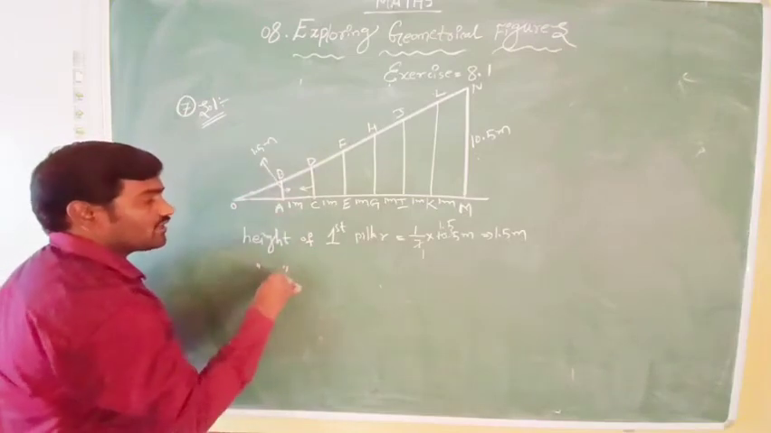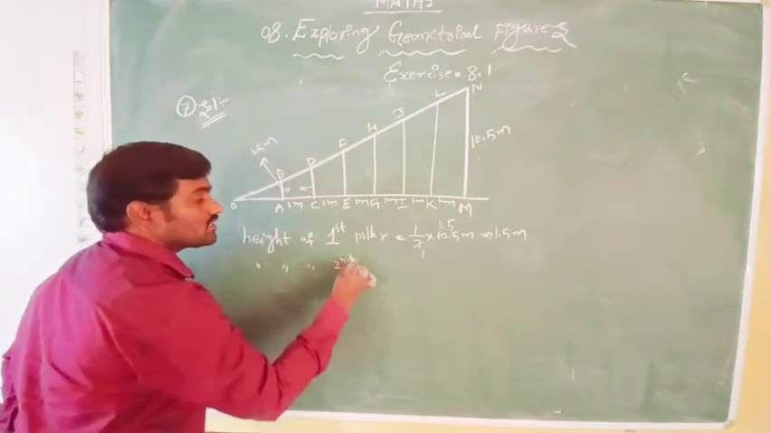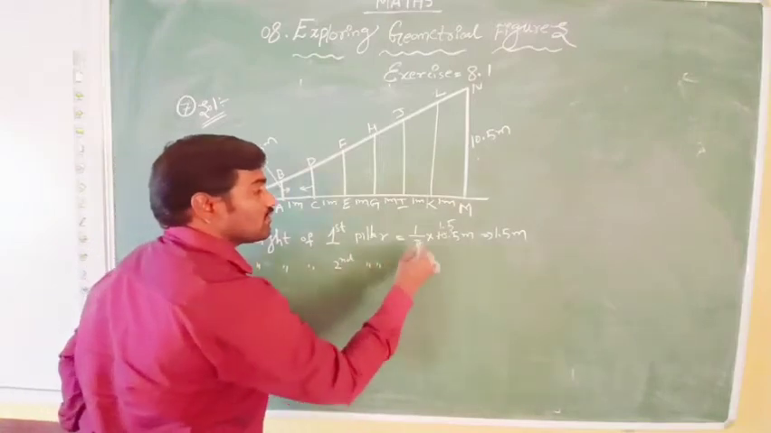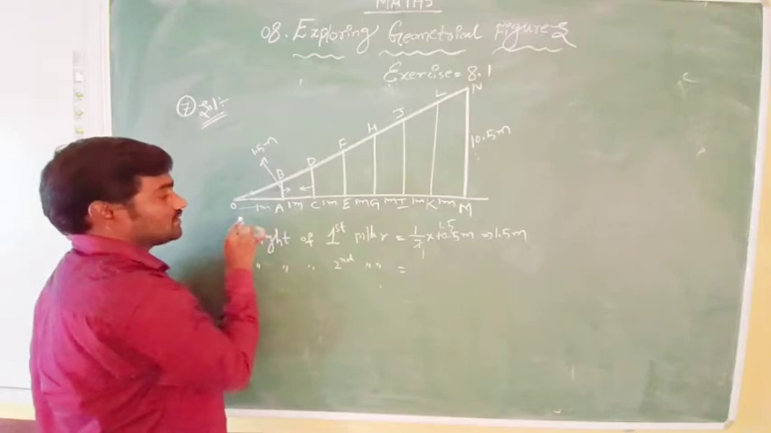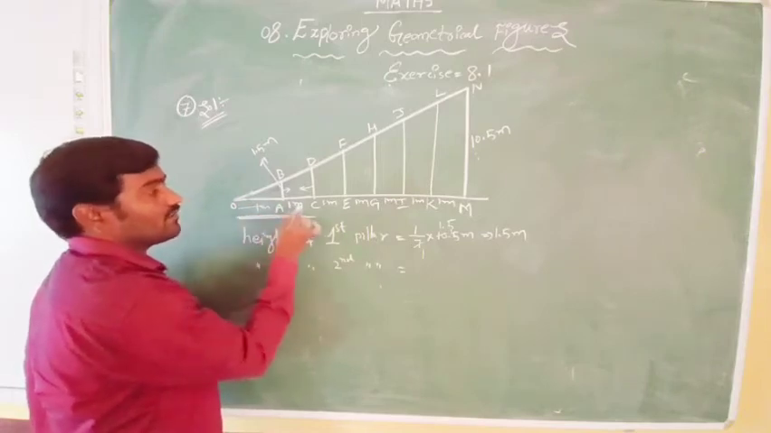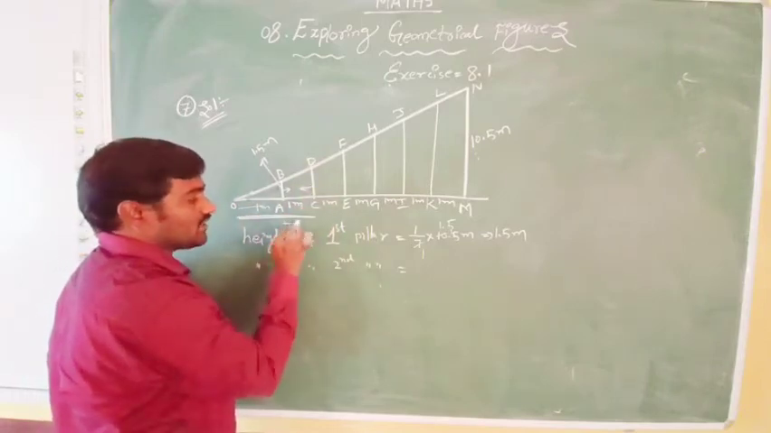Then the height of the second pillar is equal to, here the second pillar is 1 meter from the first pillar. Then the second pillar is 1 meter and 1 meter, so it is at 2 meters of distance.